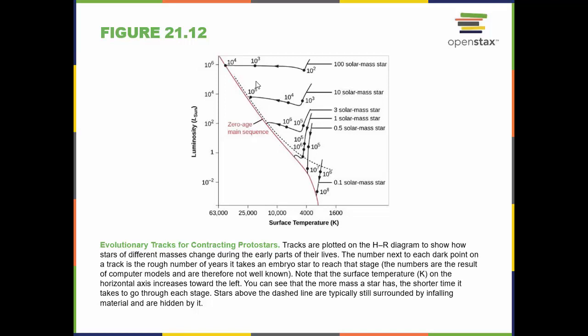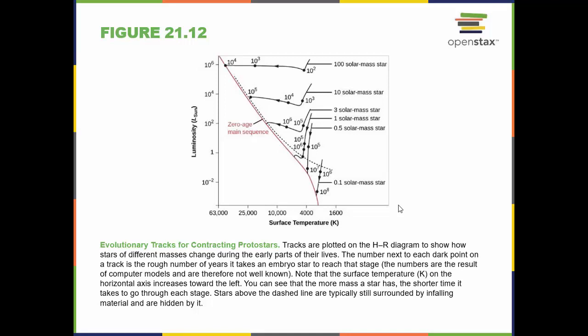So if you look at the tracks plotted on the HR diagram, they show how stars of different masses change during the early parts of their life. So don't forget, on the y-axis is luminosity, and on the x-axis is surface temperature, but the highest surface temperatures are at the origin, and temperature decreases as we move out.